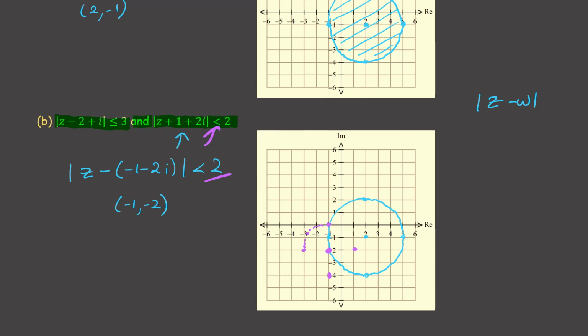That's not very good drawing, that bit, but let's try and do better with the other bits. And you should always do diagrams in pencil so you can change them if it looks rubbish. And we want it to satisfy both conditions. And that means it needs to be in this region here, so that it is less than 2 units from negative 1, negative 2, and it is less than or equal to 3 units from 2, negative 1.